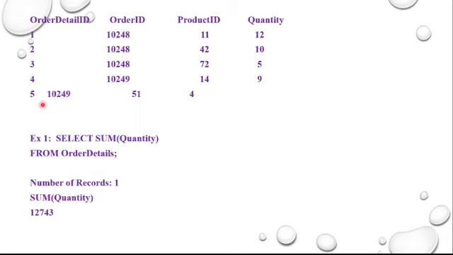Let's assume that you have a table called order details consisting of information like order detail ID, order ID, product ID, quantity, and so on. When I use the query SELECT SUM(quantity) FROM order details, where order details is the table name, what will happen once you execute the query? It displays the number of records as 1 and the sum of quantities as 12743. So this is how we can use the sum.